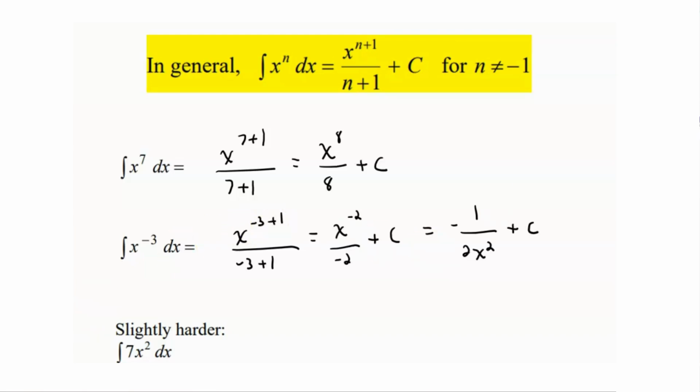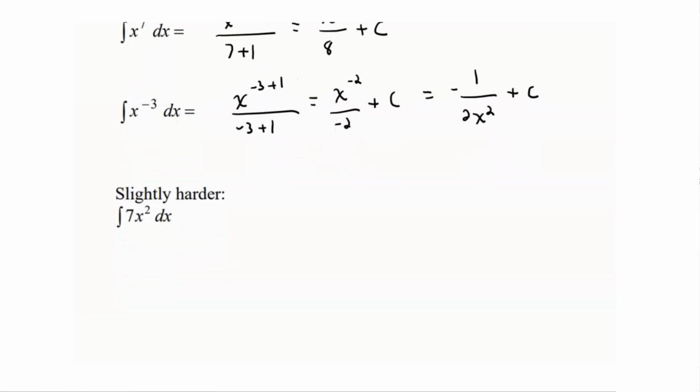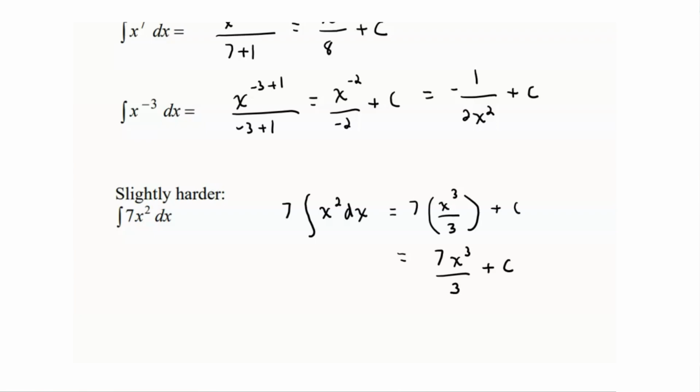Okay, slightly harder if we add a constant to it. So let's say we had 7x squared, so we're going to use our constant rule. We can bring that 7 out front, and this becomes 7 times the integral of x squared dx. So this is going to equal 7 times, and then we're going to use the power rule on the x squared. So that would be x to the 3rd over 3 plus C. So our answer would be 7x cubed over 3 plus C.